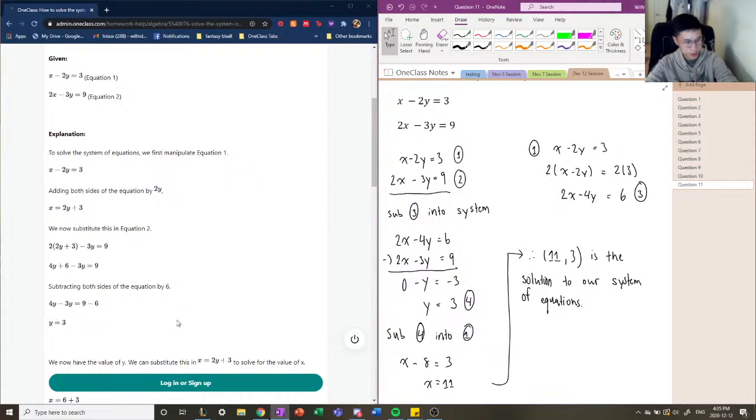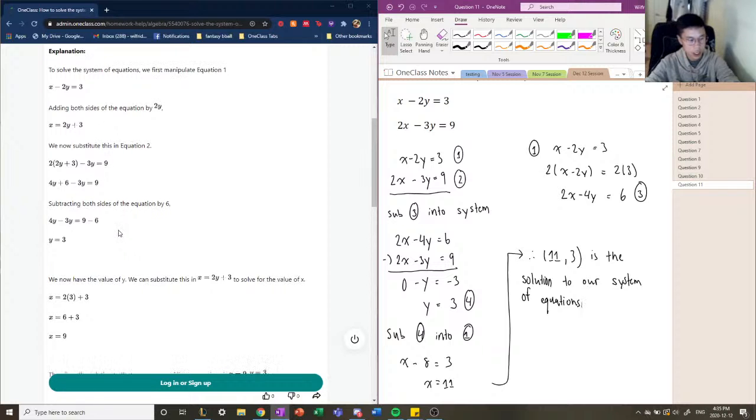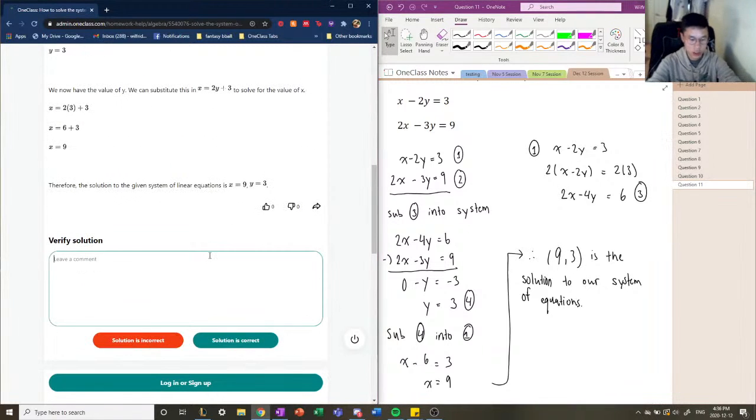So the junior tutor here used substitution instead, which is technically also valid, and they came up with the same solution. Okay, yeah, I'm being silly. Sorry about that. 3 times 2 is 6, not 8. I must have been looking at this 4. Okay, so this should be 9. So actually it'll be 9 and 3. Okay, sorry about that. So this solution is correct.